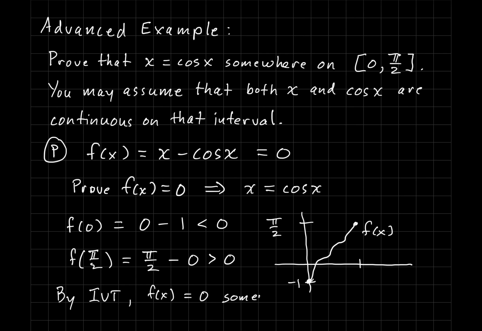Notice that when we're proving this, I didn't ask you to find where f of x is 0 or where x equals cosine of x. I simply asked you to prove that it is a true statement somewhere.